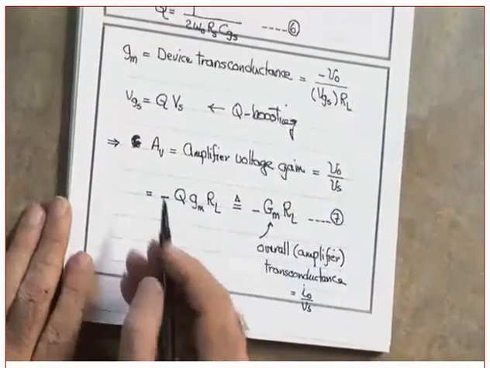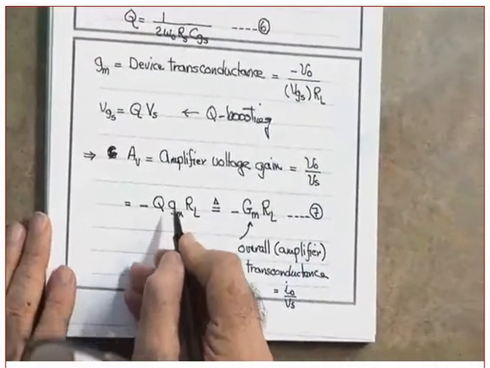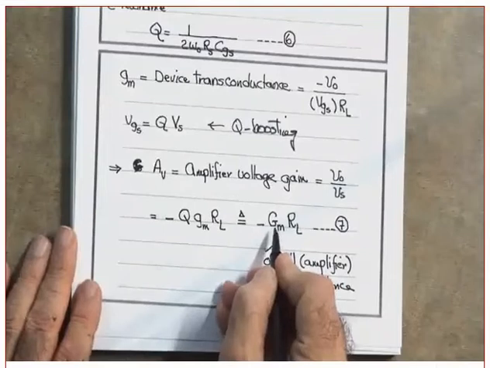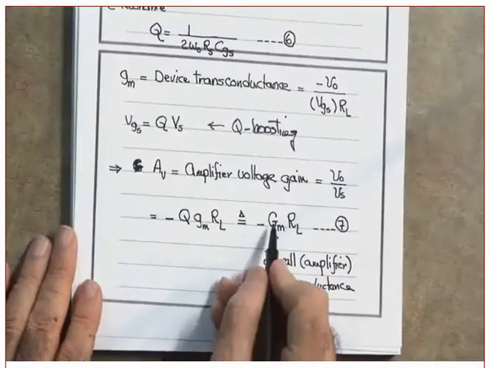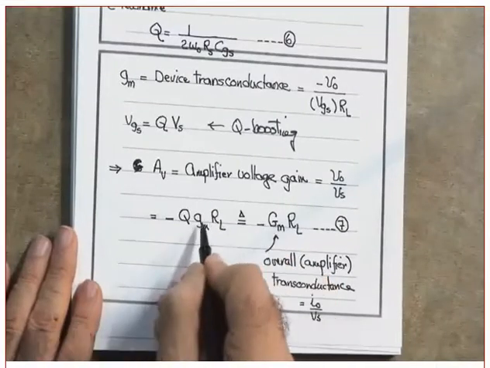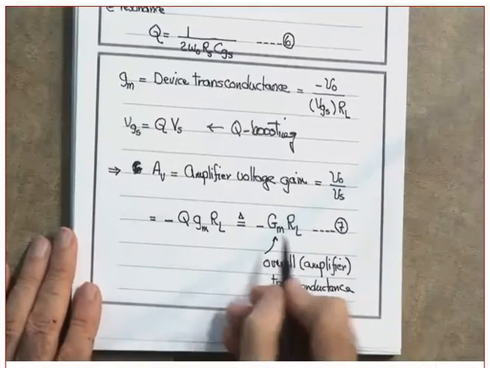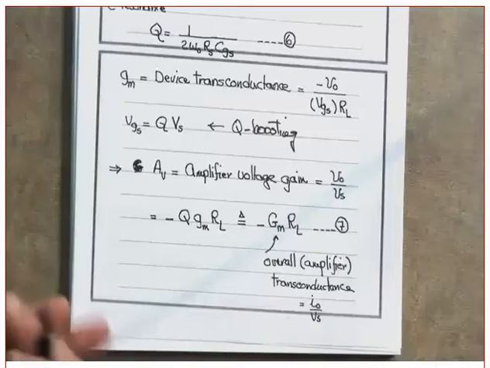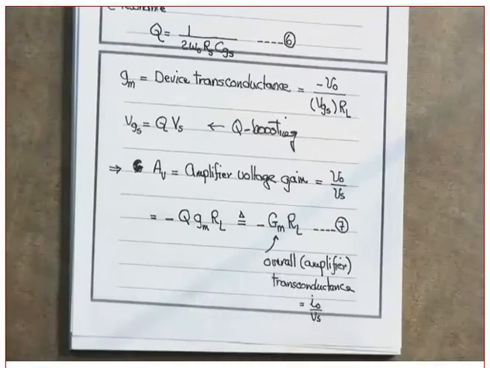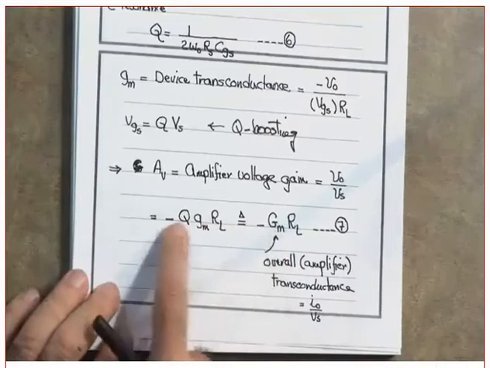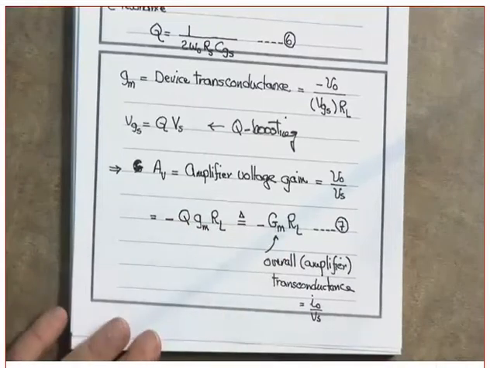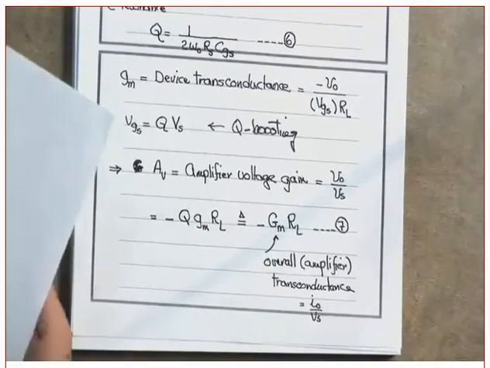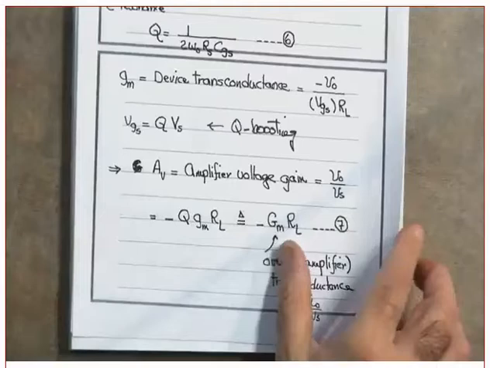AV, which is equal to what? Now, Q times GM, I am designating it by capital GM. Don't confuse this with this. GM is the transconductance of the device, whereas capital GM is the transconductance of the amplifier, the whole amplifier. Did you get this or not? And you see that the gain is going to be, because capital GM is Q times GM. Clear? Yes or no? Okay, good.